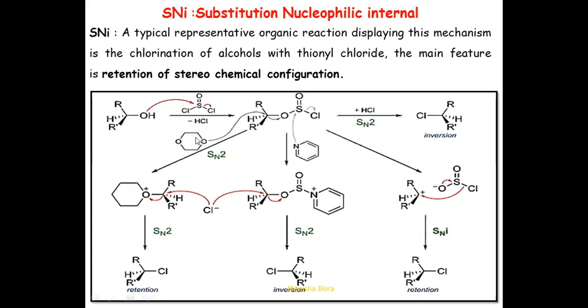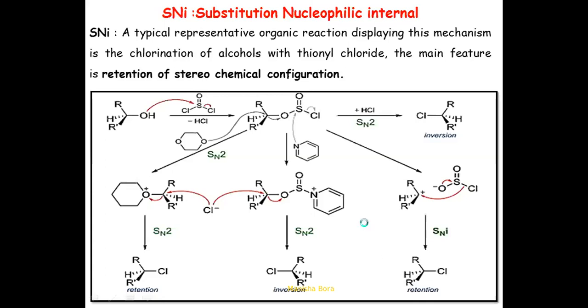Or if I add dioxane, again you'll find that the reaction goes via an SN2 type of reaction, but you get a product with retention of configuration. But if these two things are not there, then it is the normal reaction, the SNi reaction, where you get a product with retention of configuration.